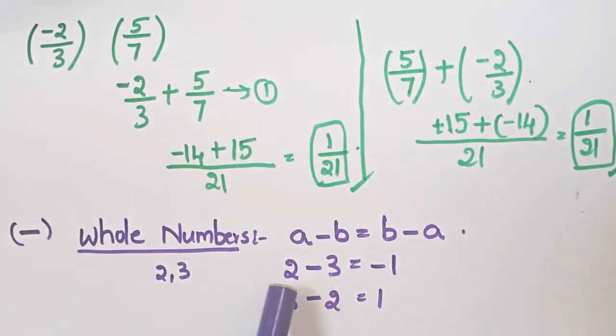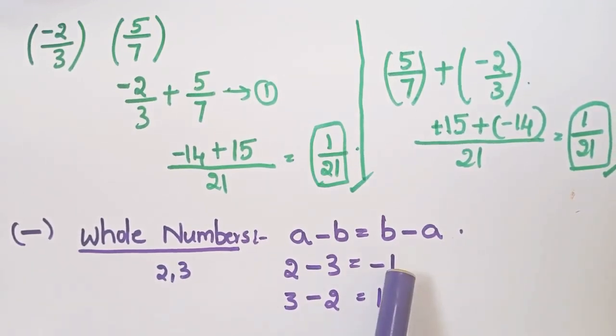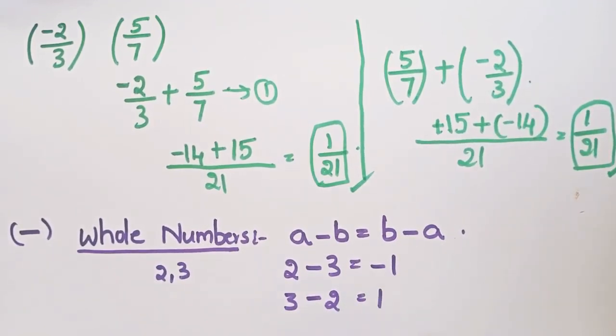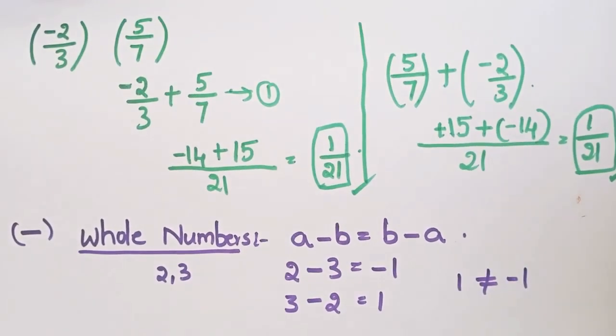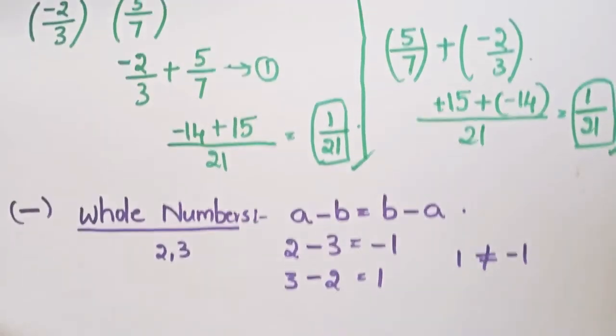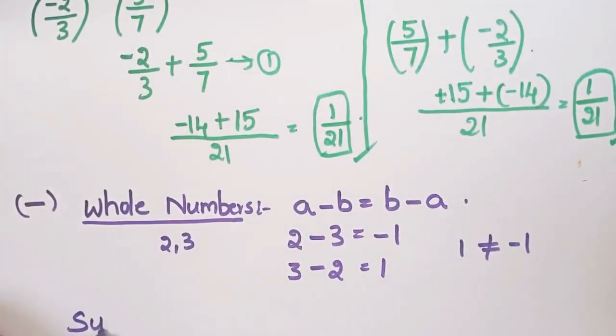Whereas when I have done 2 minus 3, I got a minus 1. But when I reorder, I got plus 1. Is plus 1 equal to minus 1? Can it be equal? No. 1 is never equal to minus 1. Both are different integers, isn't it? It's a positive integer and it's a negative integer. Therefore, we can say that subtraction is not commutative for whole numbers.